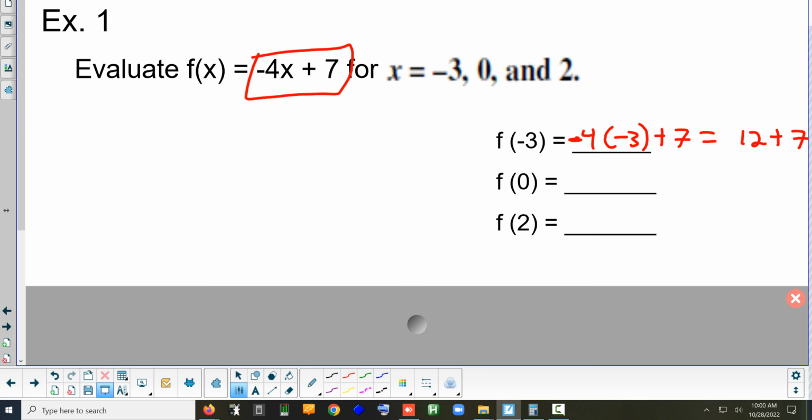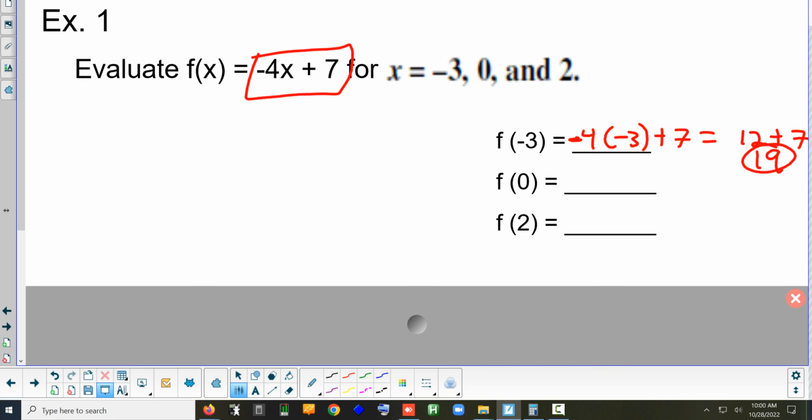And now, what is 12 plus 7? How about Maya? Oh, sorry. I had a moment where I forgot for a second. That's okay. 19. That's the answer. So f of -3 equals 19. That's the answer when you plug -3 in.